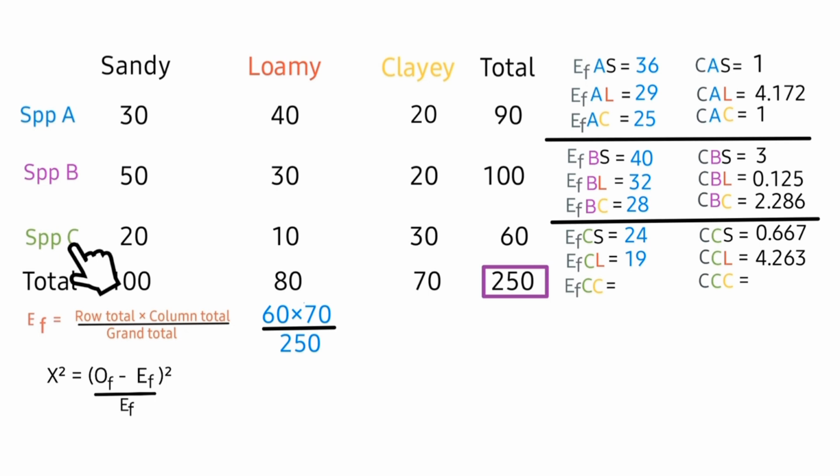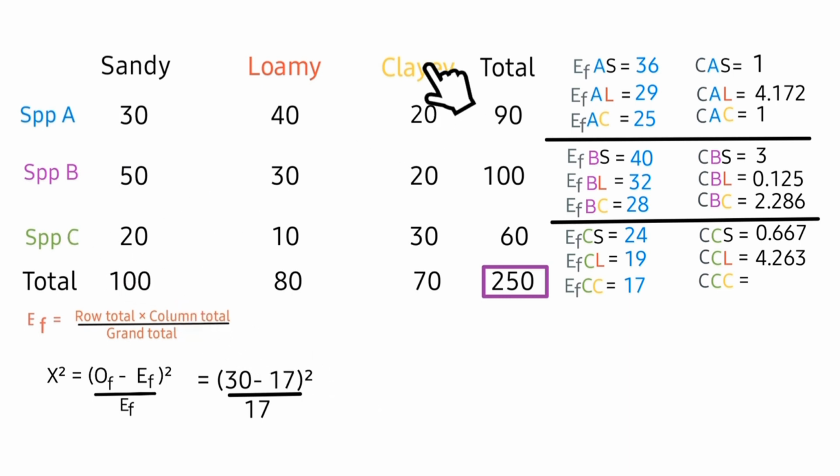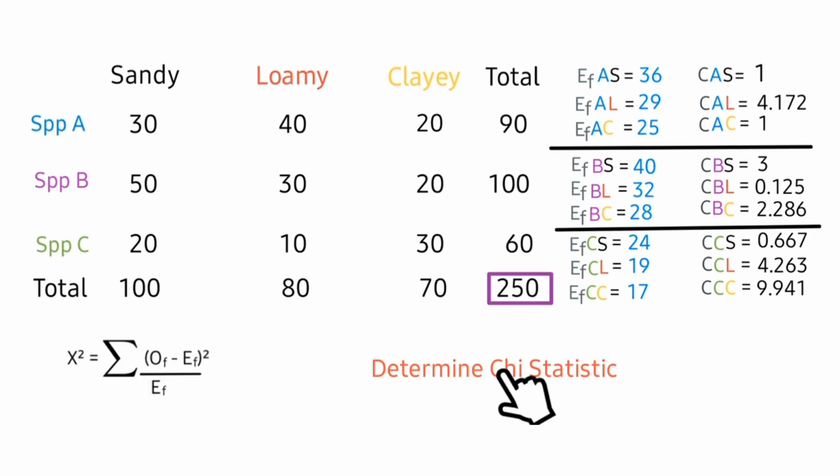Expected frequency for species C and clay soil: the row total is 60 times the column total divided by the grand total. Rounding it up gives 17. Contribution to chi for species C and clay soil: the observed frequency is 30 minus the expected frequency, all squared, divided by 17. Next is to determine the chi statistic.